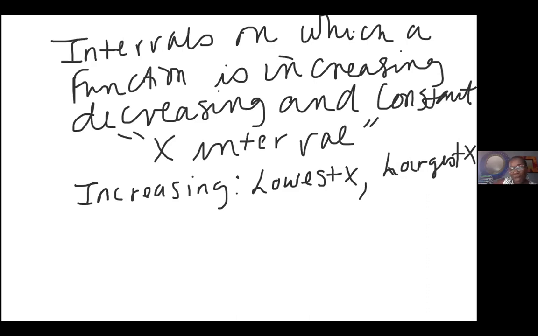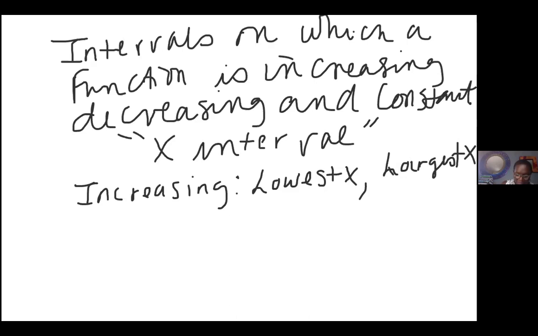By the way, guys, when you're writing these intervals, notice I'm mentioning x because you're looking for an x interval. You do not include the boundary values. Do not include the boundary values. You want to use parentheses for these intervals. Do not include them. Do not use a bracket.